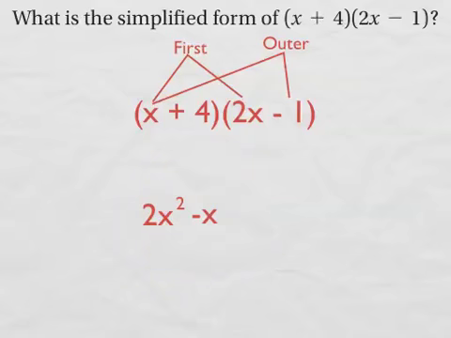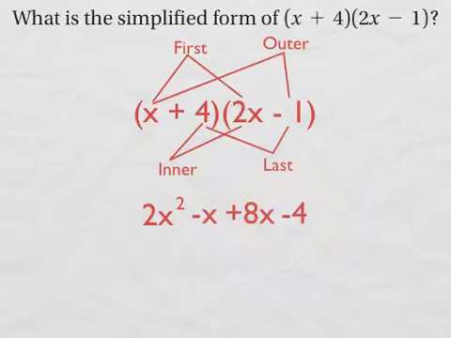My inner terms in this case would be 4 and 2x. 4 times 2x is a positive 8x. Make sure you bring down your addition sign since it's positive. And then my last terms in each binomial would be 4 times negative 1, which is negative 4.